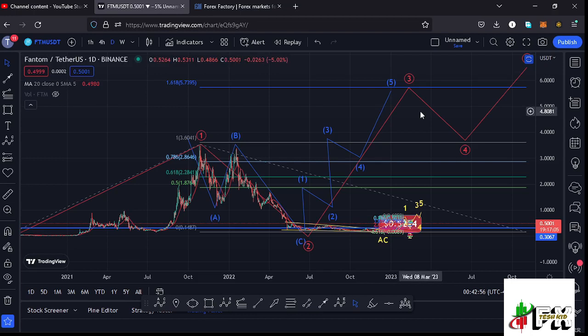And let's continue watching that key area of support at around the $0.5 mark, and also our target area in the formation of that larger Elliott wave count 2. And let's be patient and see how that plays out, and I'll be keeping you updated.